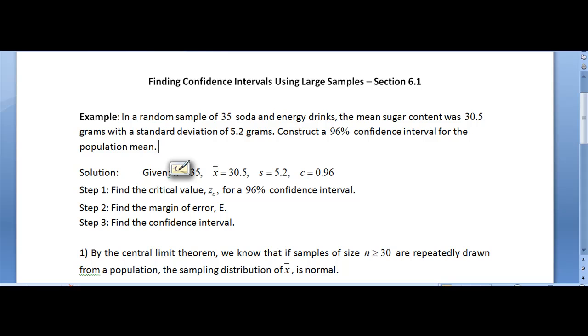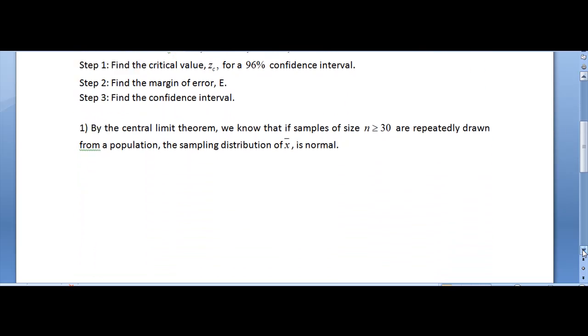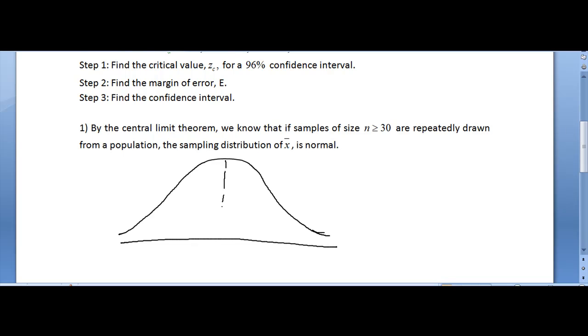Now note that by the central limit theorem, we know that if samples of size n greater than or equal to 30 are repeatedly drawn from a population, the sampling distribution of the sample means, which is x bar, is normal. So it makes sense for us to work with a standard normal. So I will draw a standard normal and label the important points.